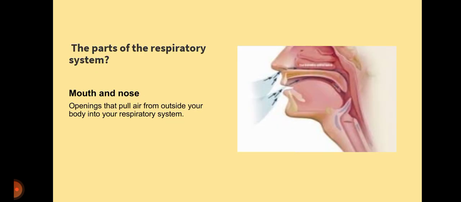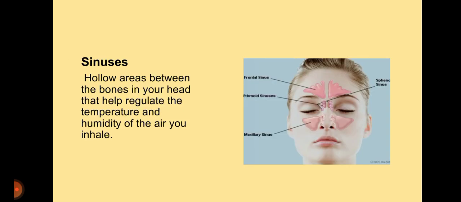The respiratory system has many different parts that work together to help you breathe. We have here the mouth and nose, the openings that pull air from outside your body into your respiratory system. The function of the mouth is to bring air into the lungs and moisten it. And the nose detects odor molecules and helps filter and warm the air we inhale.